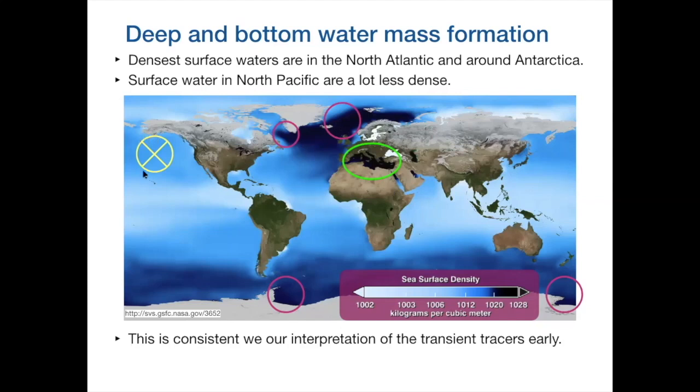But importantly, for the deep circulation, and along with what we saw in the silicate distribution, there is no dense surface water in the North Pacific, so there can't be any deep water formation in the North Pacific.